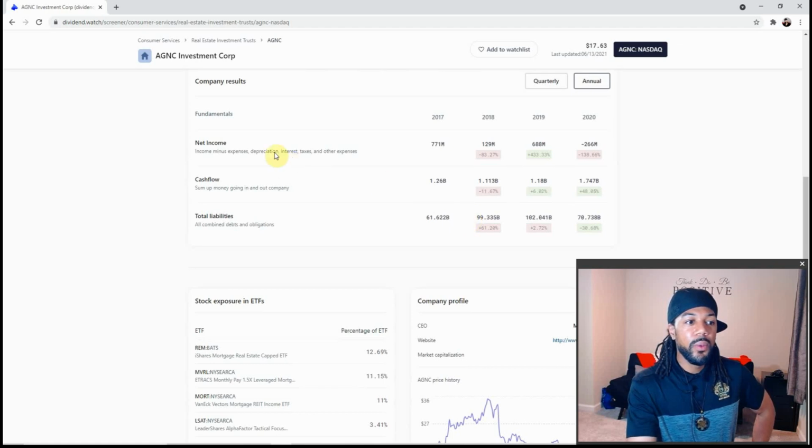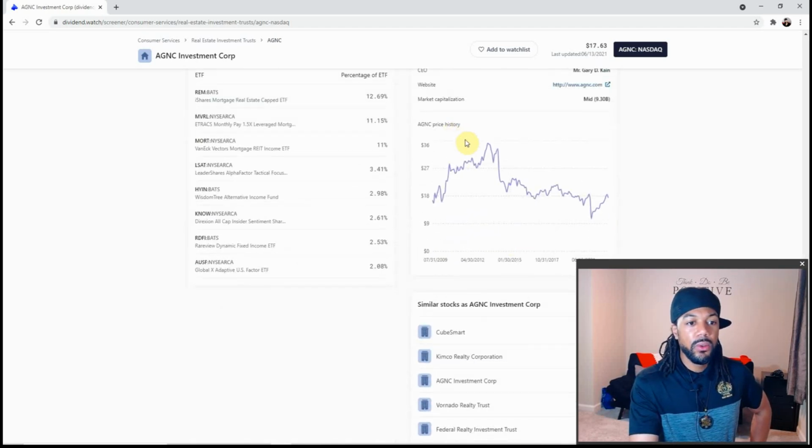And you come down, it will show you guys its fundamentals. Its net income. Net income in 2019 was positive, and then it went negative in 2020. Of course, a lot of companies went negative in 2020, so I wouldn't hold that against too many companies. Cash flow, you see the cash flow is positive, and then its total liabilities went down. So that's pretty good. It went down in 2020, and then it showed you its chart.